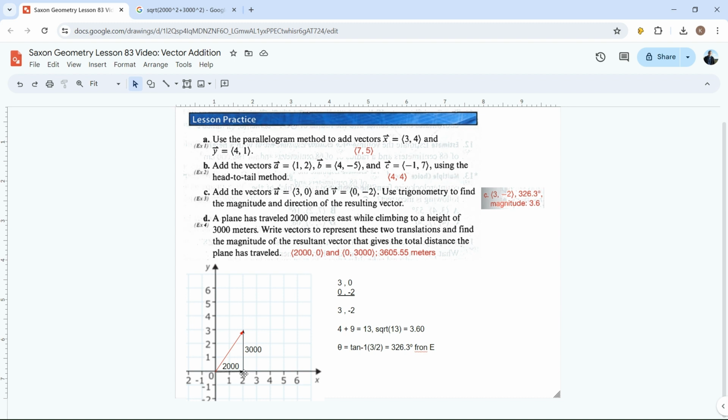I drew my vectors, but I could have written them in vector notation. 2,000 and 0, 3,000 is the vector notation for those two. All right, and that's how you work these types of vector problems. For next time, you should be able to work the problem set.